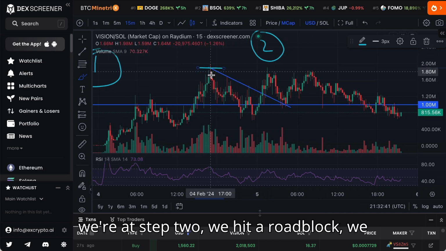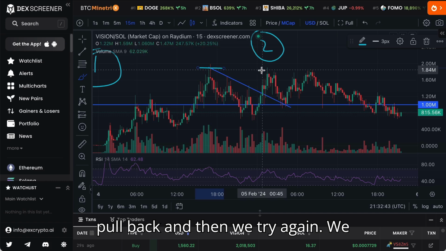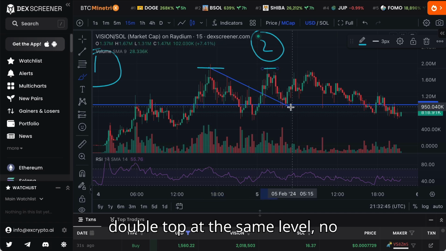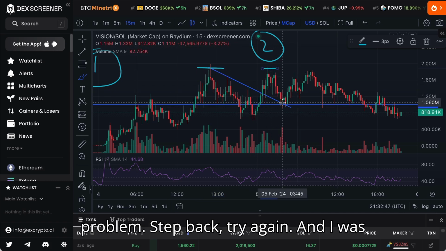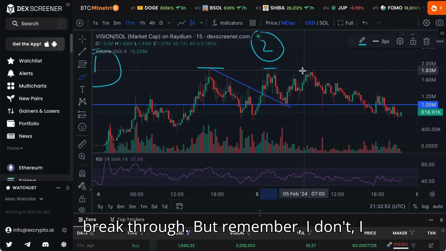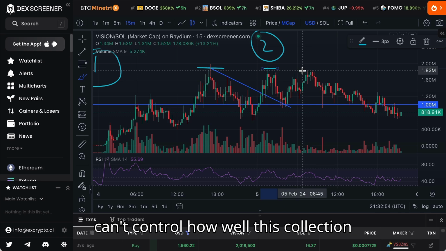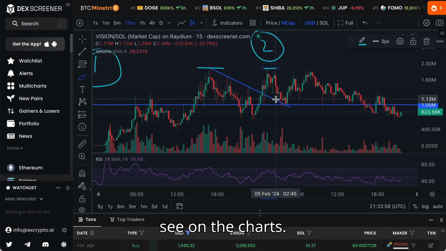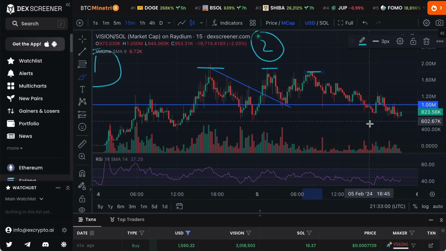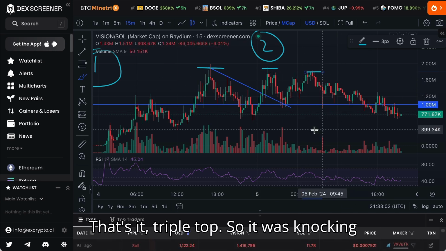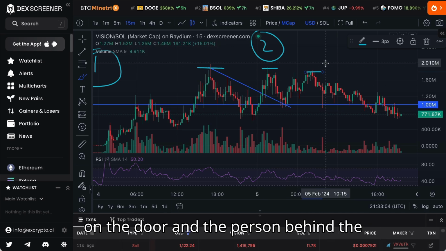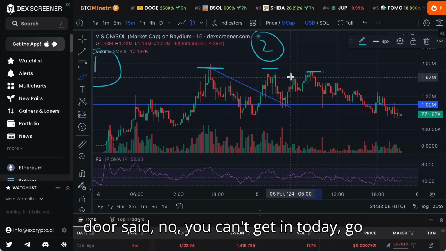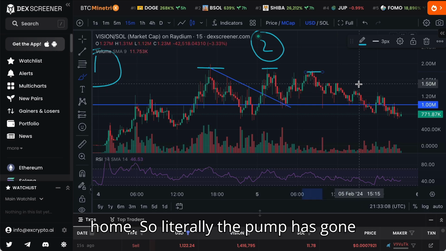Fine. We're at step two. We hit a roadblock. We pull back and then we try again. We double top at the same level. No problem. Step back, try again. And I was convinced this time it would probably break through. But remember, I can't control how well this collection will do or not. I can just trade what I see on the charts. That's it. Triple top. So it was knocking on the door and the person behind the door said, no, you can't get in today. Go home.